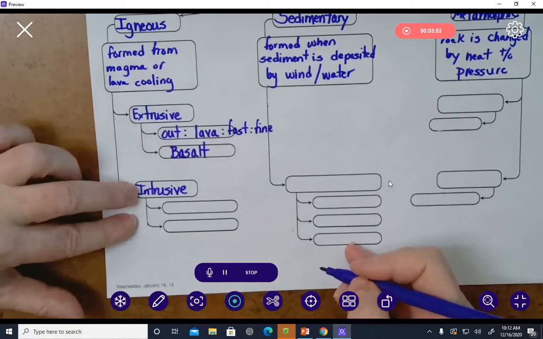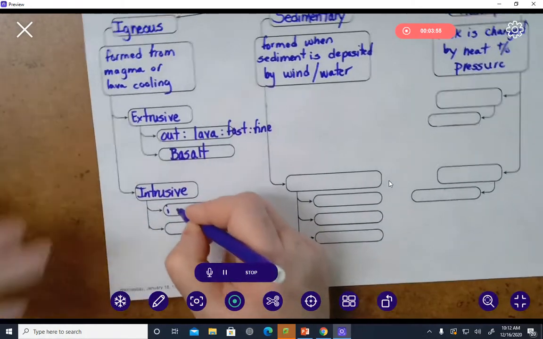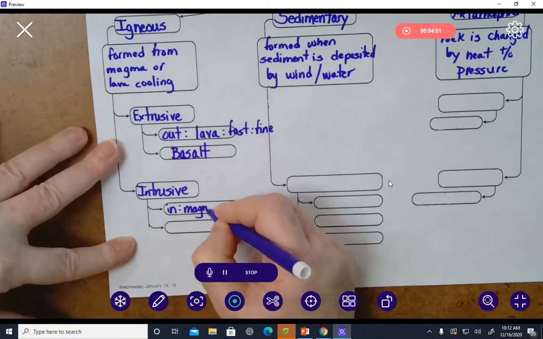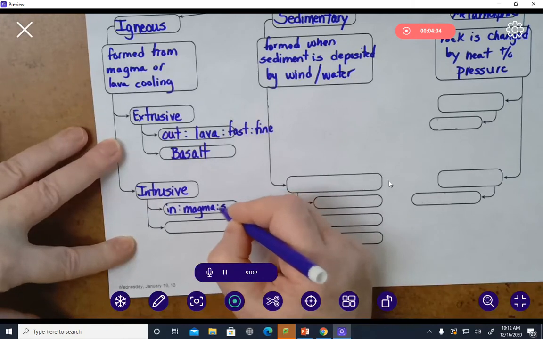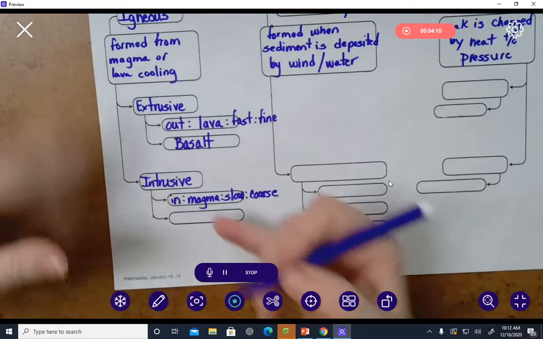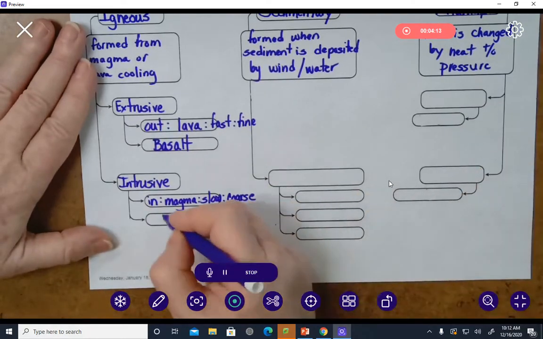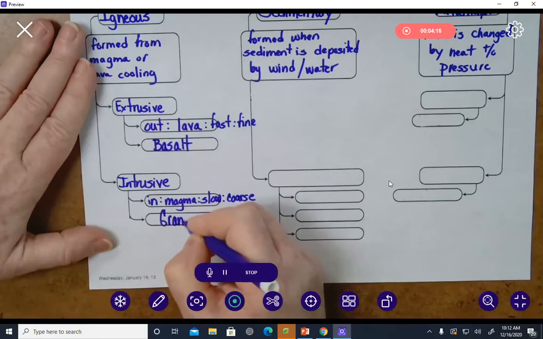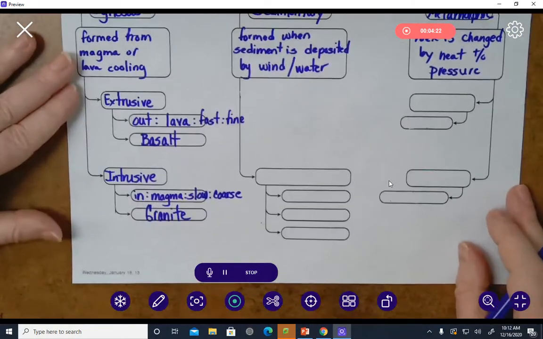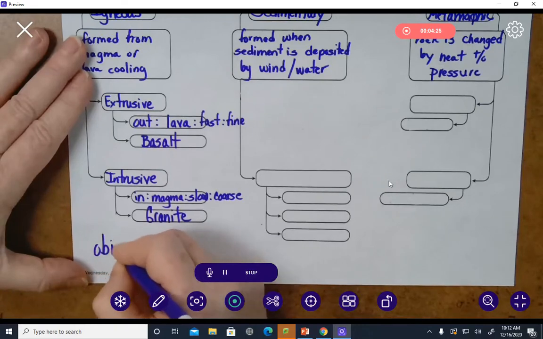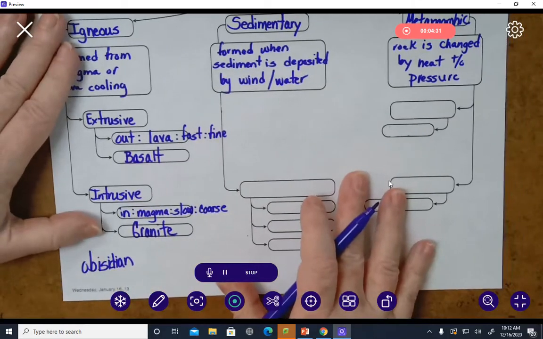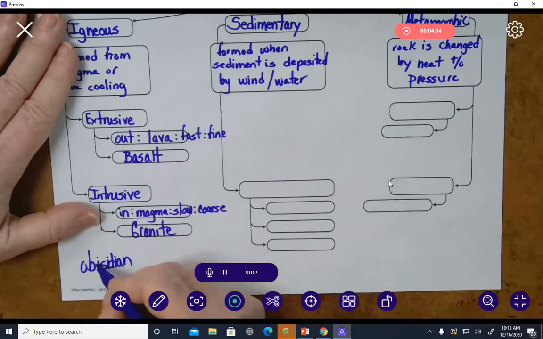So think about what intrusive means. That means it was formed under the Earth's surface or in the Earth, which means that it came from cooling magma, which means it took a long time or it cools slowly, which means it has very coarse crystals. Let's think, what was the common one that we highlighted? That was granite. So basalt and granite are igneous rocks. What was that other cool one we saw? That was obsidian. I might have spelled that wrong. That was that black shiny glass one.